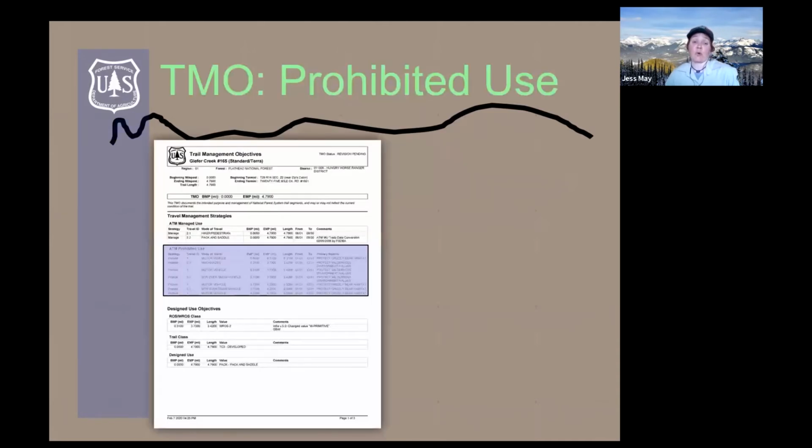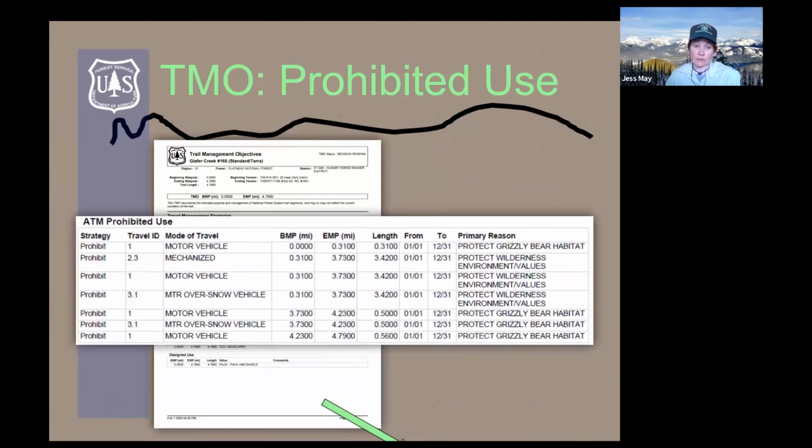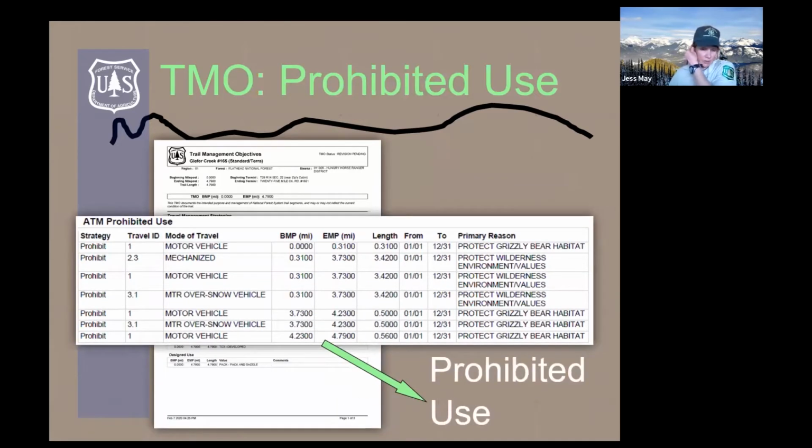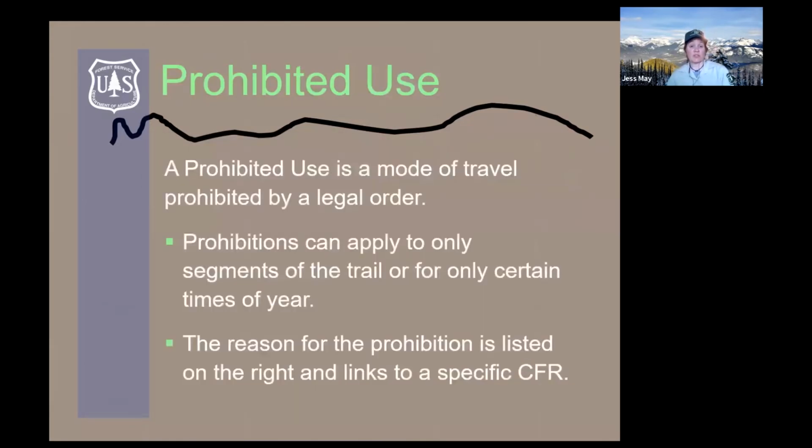Next up, prohibited use. Yeehaw. So this is a kind of a big one. Prohibited uses are modes of travel that are prohibited by a legal order. There has to be a specific order closing the trail to that use or prohibiting that use. It doesn't have to be the entire trail. It can be only part of the trail.